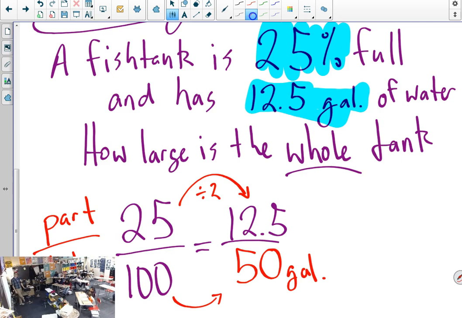Now the numbers don't always work out nice, though. So I'm going to give you another one that has to use the other equation because proportion would be kind of messy, complicated. Let's say we have, should have thought this out.